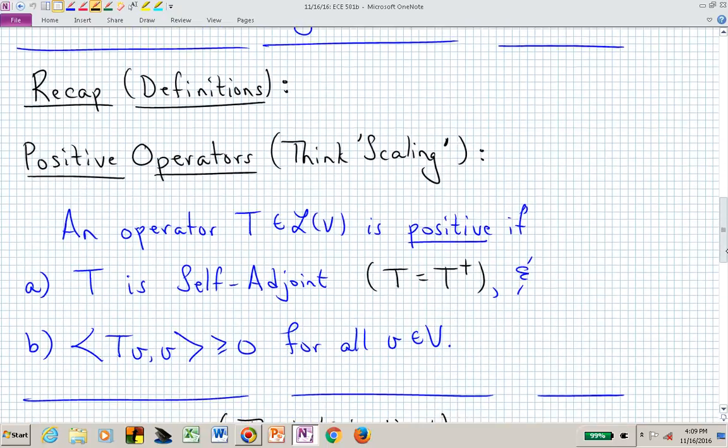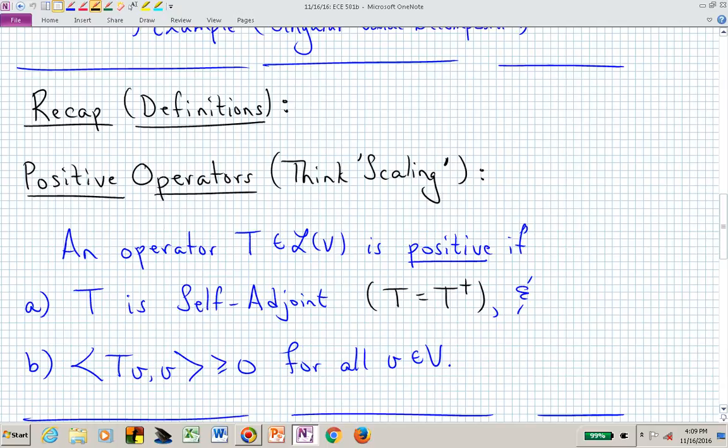Let's go back and recap. Before we get to singular value decomposition, let's just show that we can decompose a linear operator in terms of a scaling and a rotation. That's the more basic piece, and then after that we'll step into the singular value decomposition. But now we'll just talk about polar decomposition, which involves these two pieces, positive operators and isometries. And a positive operator, definition-wise, has two parts.